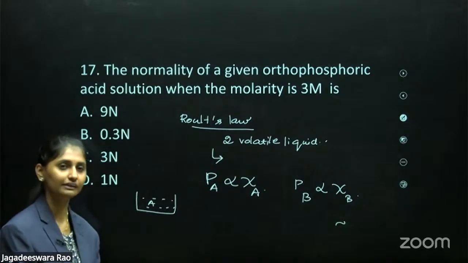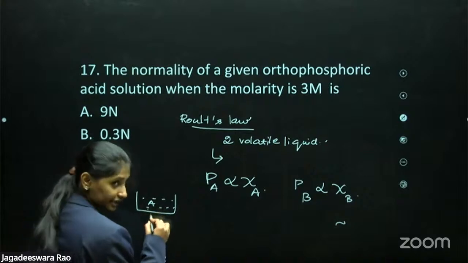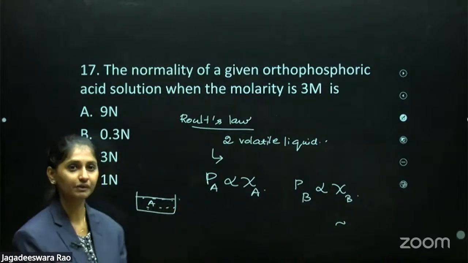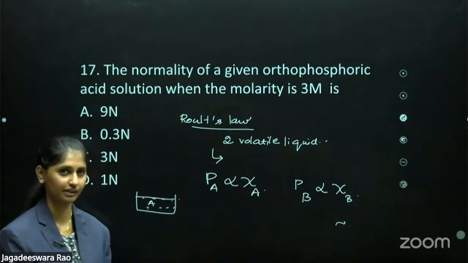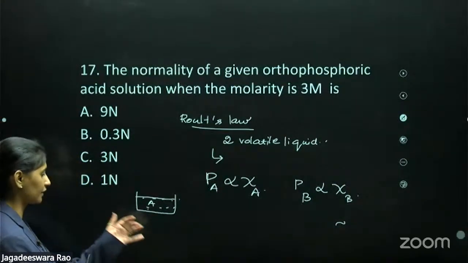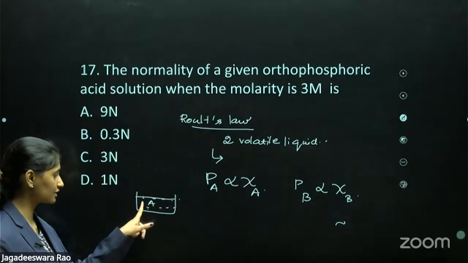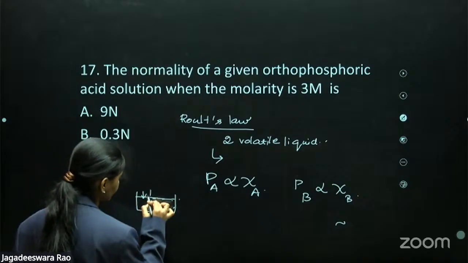So overall, Dalton's law will tell. See, whenever you have pure A, what is vapor pressure? Vapor pressure is nothing but the pressure exhibited by the vapors on the surface of the liquid. You consider this is one vapor, right? So the vapor on the surface of the liquid will exhibit some pressure, no? That pressure we call vapor pressure.